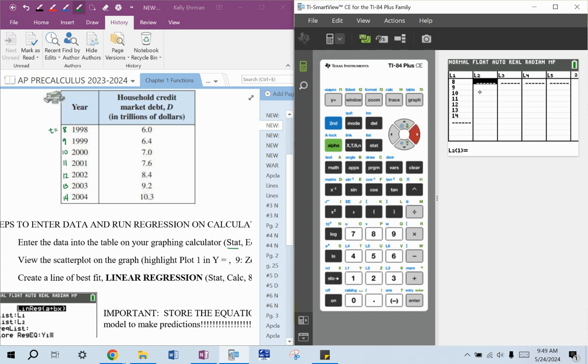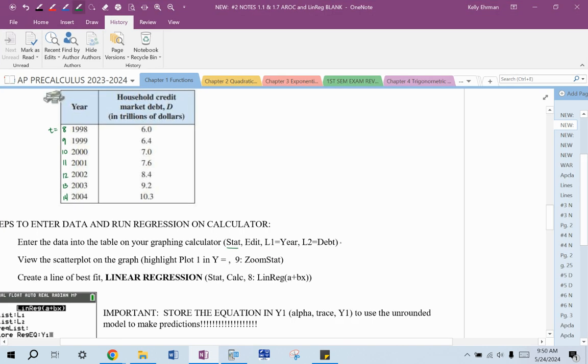And then we're going to type in these numbers. So 6, 6.4, 7, 7.6, 8.4, 9.2, 10.3. Oh, see, I did that too quickly. 10.3. Again, I do a quick check. Those seem right. You're not going to have huge sets of data to enter in. Okay, so enter onto our graphing calculator.